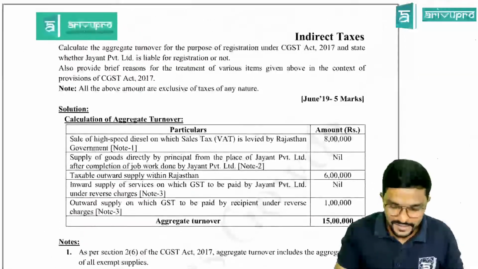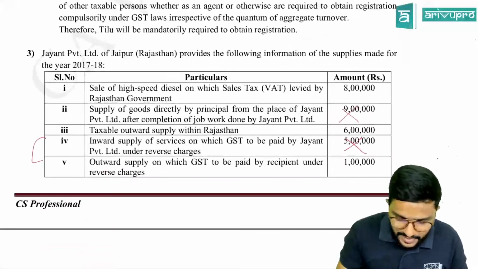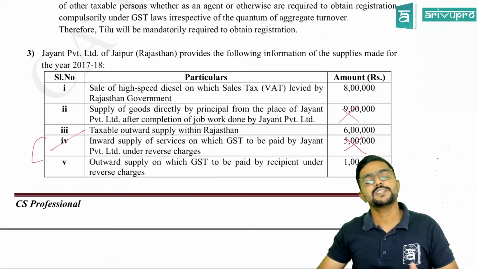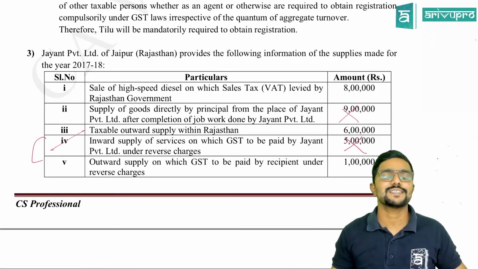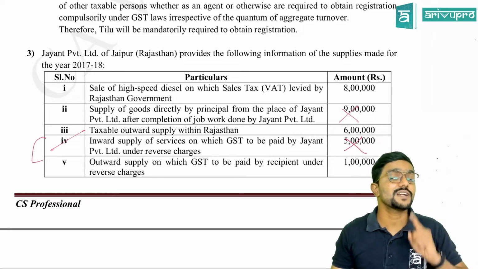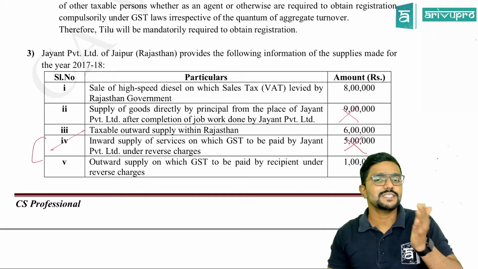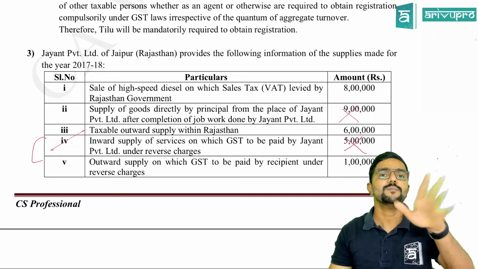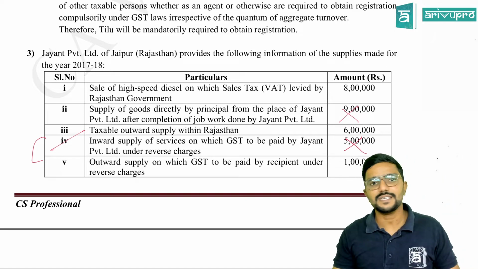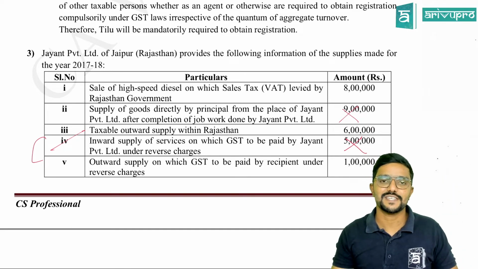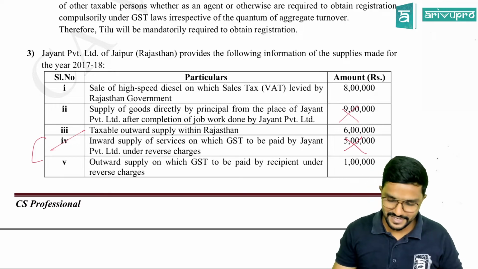Why, sir? Because see, there is one scenario where RCM is applicable in which Jayant is liable to pay tax. So section 24 clearly tells if RCM is applicable for the recipient, he has to compulsorily get registered. He should compulsorily get registered. Yes, sir.